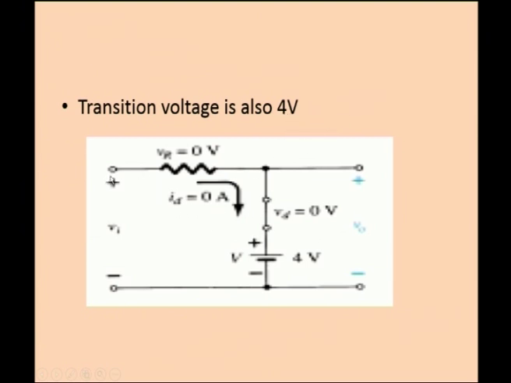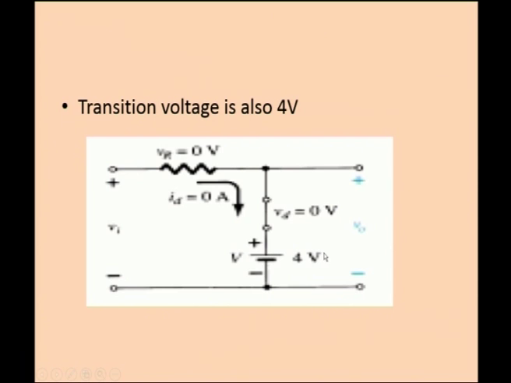How? In the circuit, if you apply KVL, what happens? The transition voltage can be obtained during the ideal condition, Vd equal to 0, Id equal to 0. So, this voltage is 0 and this current is 0. So, Vd is 0. Now, by applying KVL, we get Vi is equal to V, and that is equal to 4 volt.